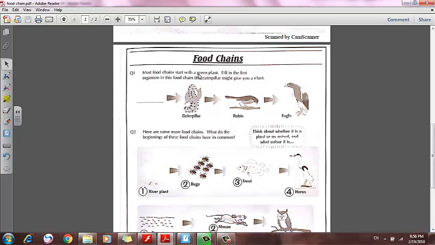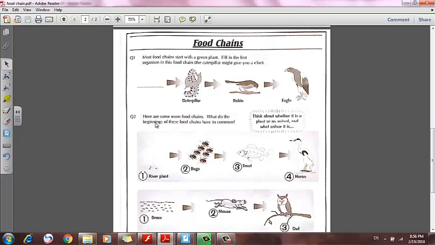Most food chains start with a green plant. Fill in the first organism in this food chain. The caterpillar might give you a clue. Can you see the caterpillar is eating a leaf? So, leaf.